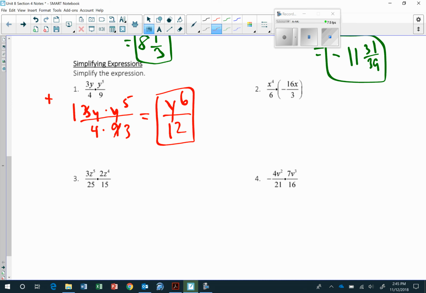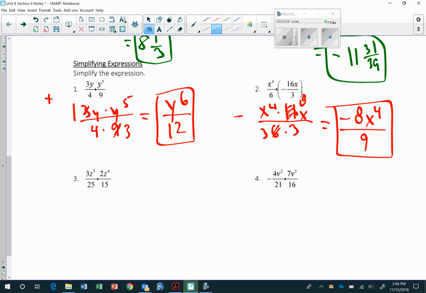Looking at the next one, I've got positive x to the 4th over 6 times negative 16x over 3. So a positive times a negative is going to give me a negative final answer. So I have x to the 4th times 16x on the top and 6 times 3 on the bottom. 16 and 6 can both be divided by 2. So this will become an 8 and this will become a 3. So on the top I'll have negative 8x to the 4th, and on the bottom I'll have 9. 3 times 3 is 9.